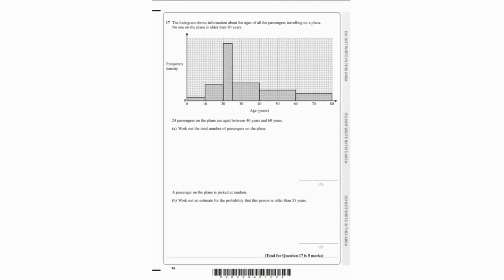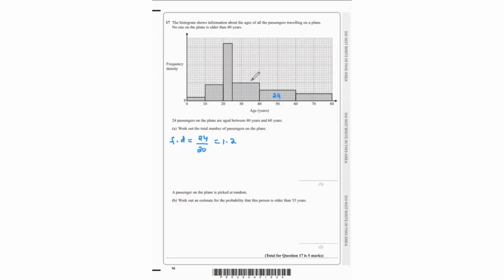This one says the histogram shows information about the ages of all the passengers traveling on a plane. No one on the plane is older than 80 years. 24 passengers on the plane are aged between 40 years and 60 years. So between 40 and 60, these are 24. Work out the total number of passengers on the plane. Using this value, we'll first figure out the frequency density. That's going to be 24 over 20, which gives us 1.2.